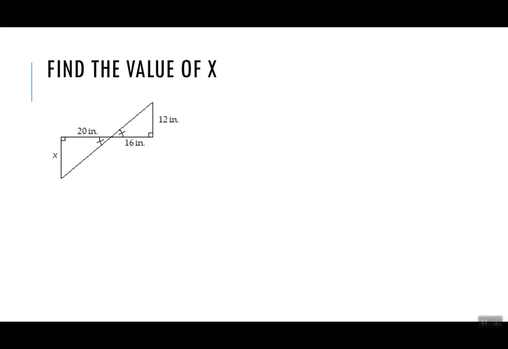Last problem. We're going to find the value of X. And we just have to pay attention to the orientation of this one, where it looks like it took a little twist. It looks kind of like a bow tie. So what we can tell is I have this 20 inches that works like a base compared to this 16. This 12 is going to compare to the x. So I want to say 20 compares to 16 the same way x compares to 12.